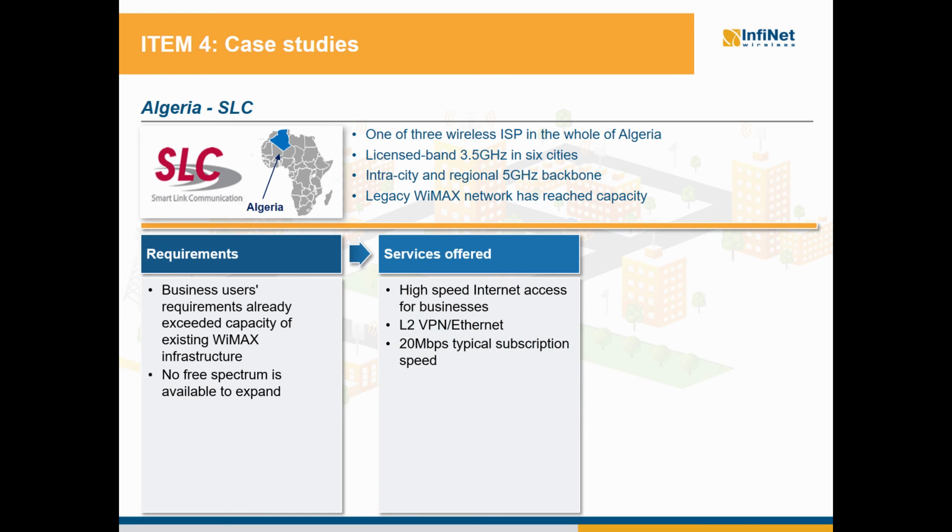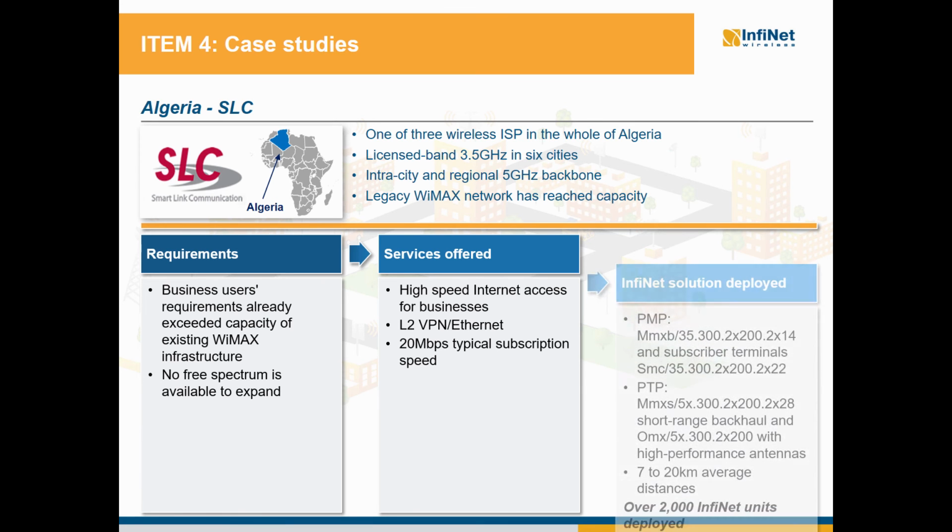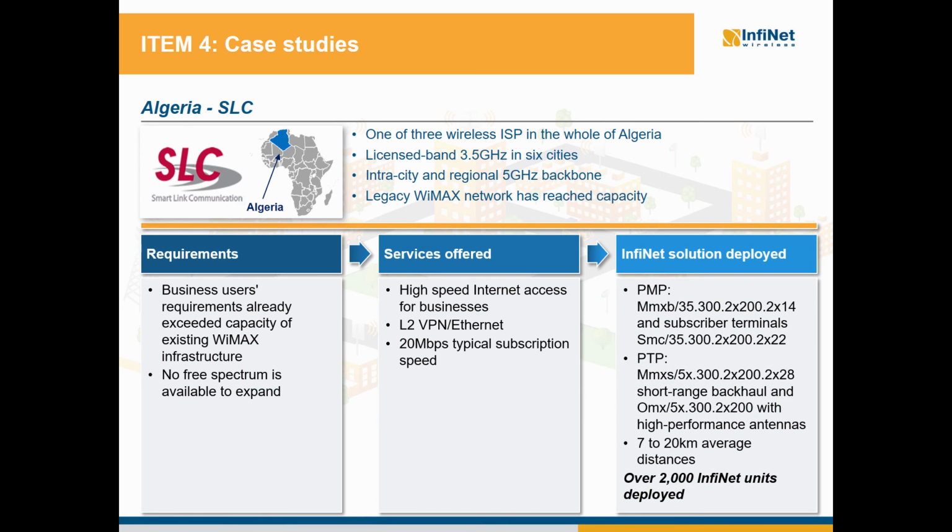Infinet Wireless offered support in providing high-speed internet access for businesses and L2 VPN with 20 megabits per second typical subscription speed. Over 2,000 Infinet units were deployed using various point-to-point and point-to-multipoint products for completing the backhauling solution with last mile and aggregation connectivity.